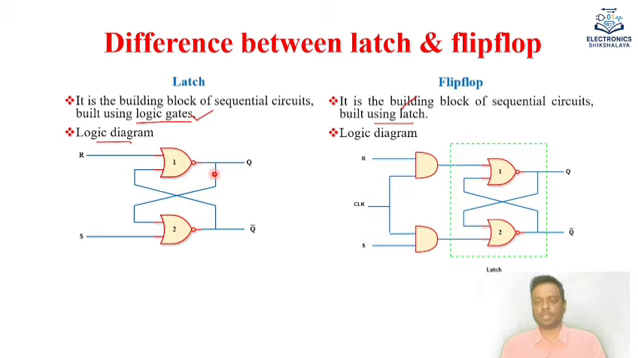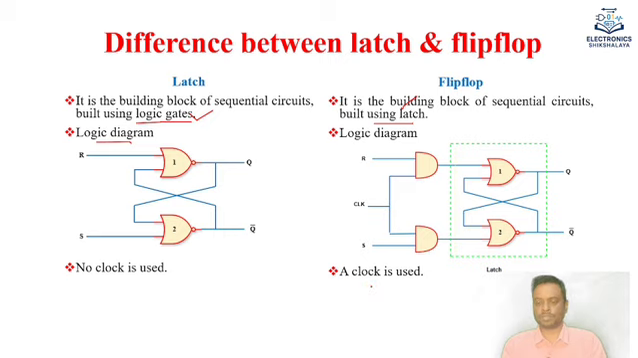But the flip flops can be built using the latches. So basically, this is the latch, and we also have the logic gates over here. The difference is that the latch can be built using the logic gates, but the flip flop can be built using the latches. You can see there is a clock signal over here. There is no clock in the case of a latch, but in the case of a flip flop, we do have a clock signal.